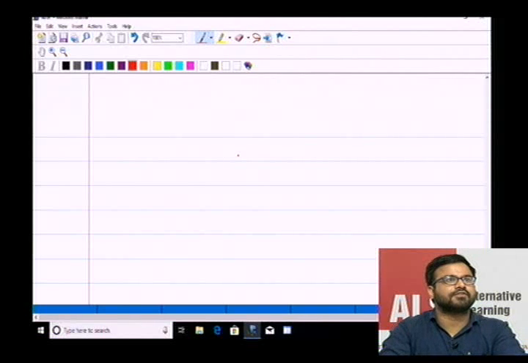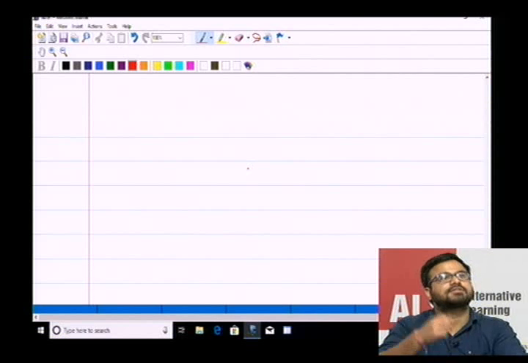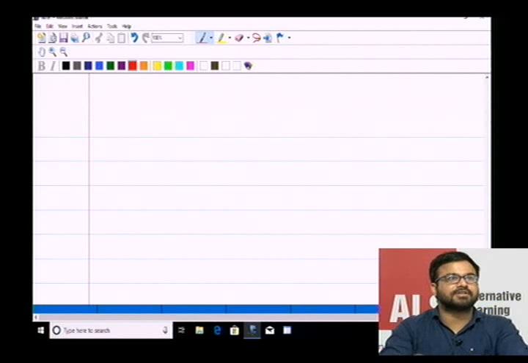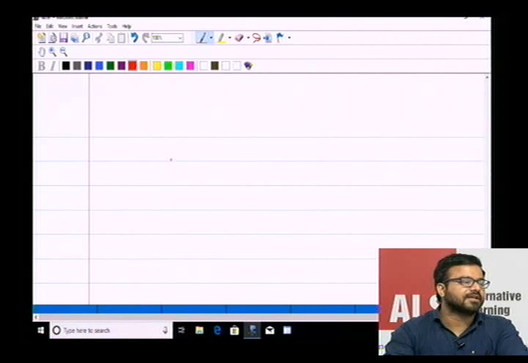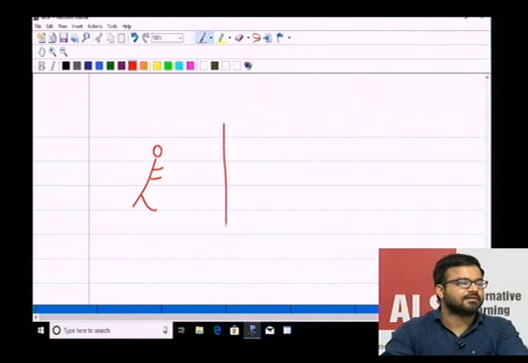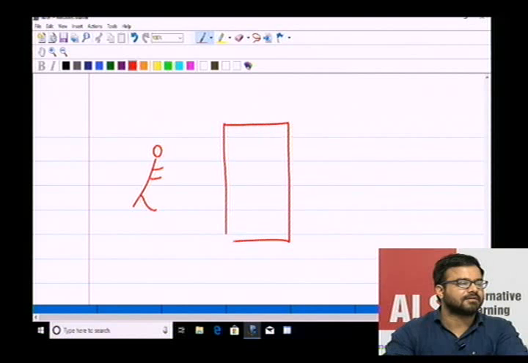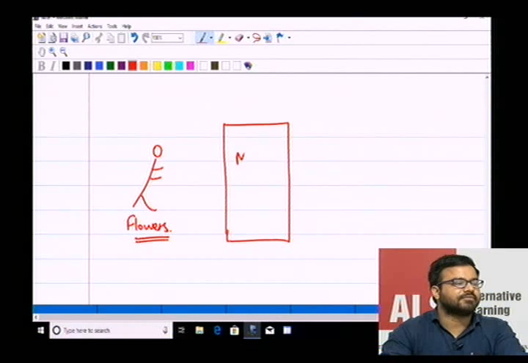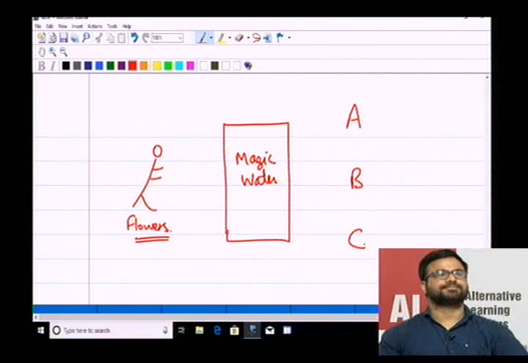Puzzle is, all of you note down the puzzle. Next class is on Tuesday. So it's a good puzzle. Note it down in your notebook. There is a person. He has some flowers with him. And in between there is a magic water. And there are 3 houses, A, B and C.